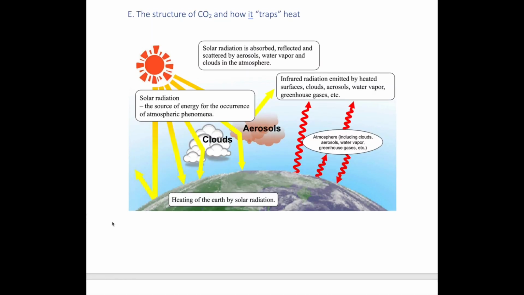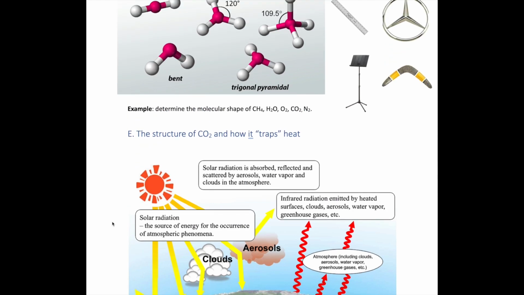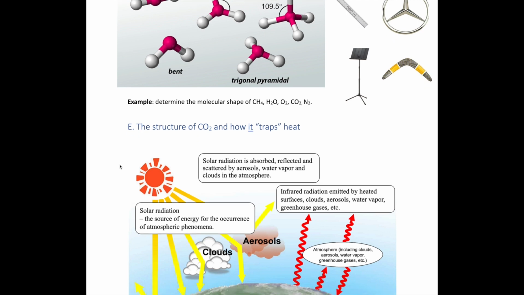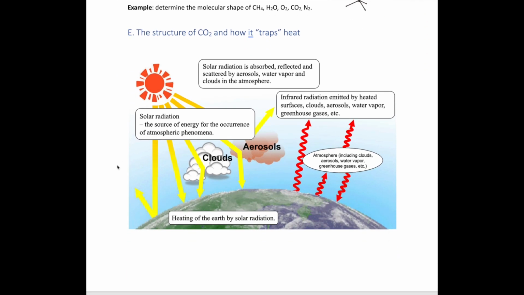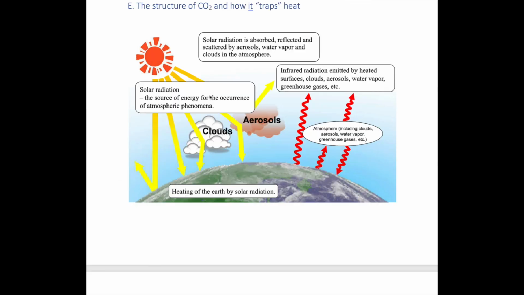Now that we've learned how to draw the three-dimensional structures of various molecules, we can go back and look at the structure of carbon dioxide and see how it acts as a greenhouse gas that traps heat on Earth. I bring back this picture that shows how the energy from the sun gets absorbed and then later emitted back to space. So all of these are different solar radiation that comes in and heats the Earth.